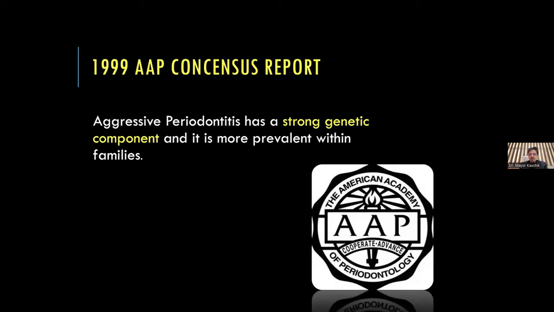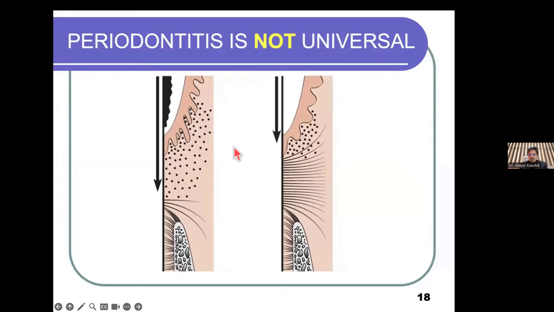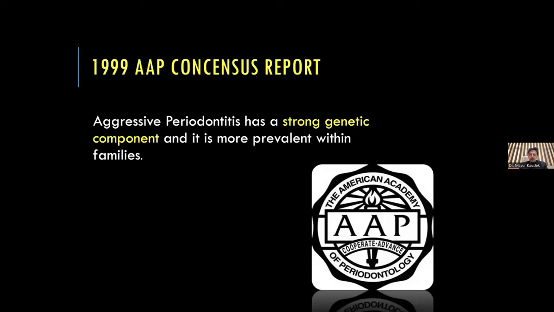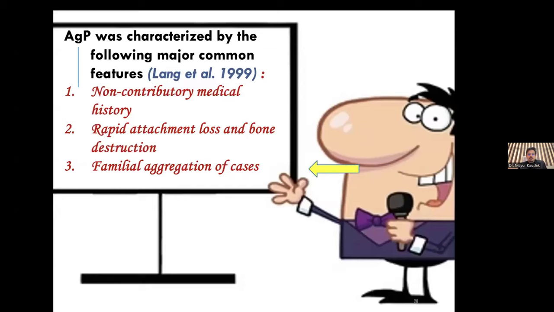Okay, ma'am. So basically, as I was mentioning, when it comes to the first stage of periodontitis, pocket formation, this destruction is actually dependent on the genetic makeup of an individual. So periodontitis is definitely related to genetic makeup. And in that also, out of chronic periodontitis and aggressive periodontitis, it is the aggressive periodontitis which has a strong genetic component. In fact, as given by Lang et al., in the primary features which have to be present for us to give a diagnosis of aggressive periodontitis, familial aggregation of cases is a must.